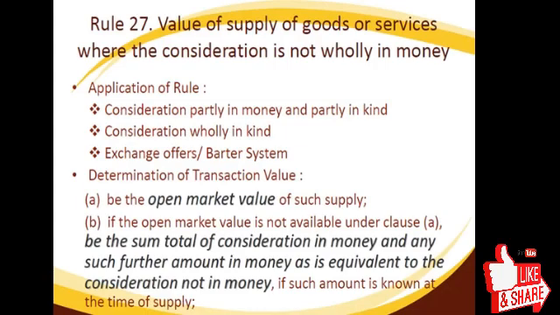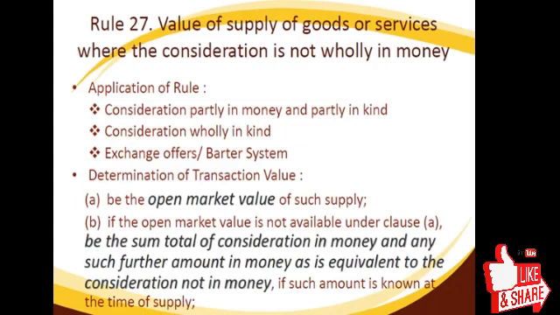That is, in case you fulfill the first condition, then it is not required that you move to the second point. So in short, the 5 points are: first, open market value; second, total value which includes monetary plus non-monetary consideration; third, supply of like kind and quality; fourth, rule number 30; and fifth, rule number 31.